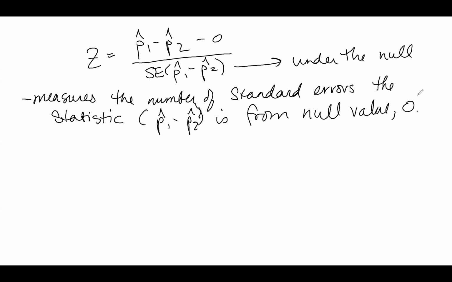We know from past experience that standardized statistics that are farther from 0 than plus or minus 2 are going to provide strong evidence against the null. If we look back at our guidelines for the strength of evidence for the standardized statistic, to find the p-value, we'll compare to the standard normal distribution.